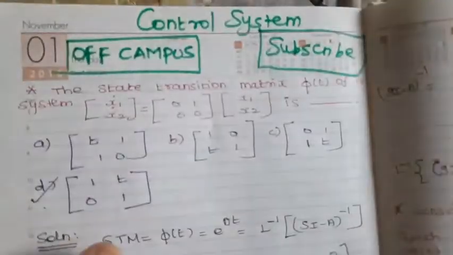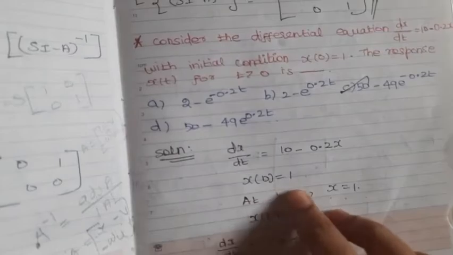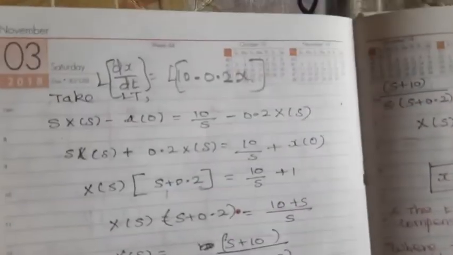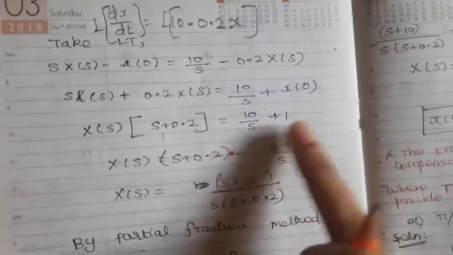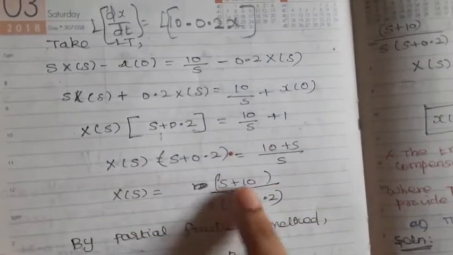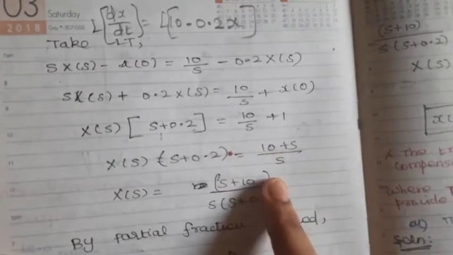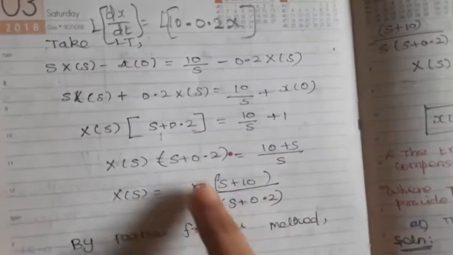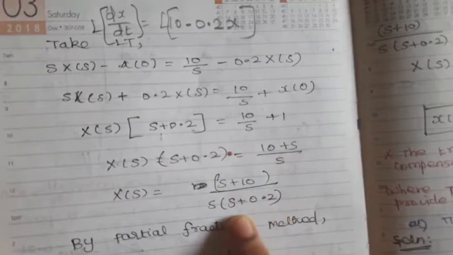What is x of 0? It is given in the problem: 1. So just substitute 1 here, then take the LCM: 10 plus s divided by s. Here, what is x of s? s plus 10 in the numerator, and in the denominator s, and this will go to the denominator s plus 0.2.